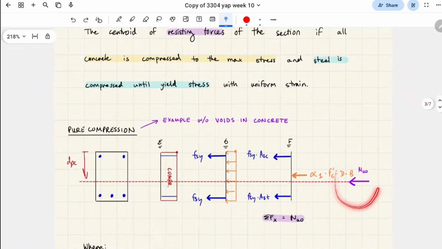So here I've drawn it in purple. It's where the equivalent point load would be for all these stresses and forces, like where they would be applied to act as one massive force. That makes sense.